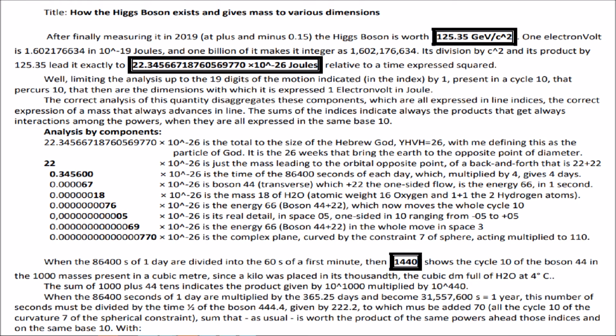22.3456718760569770 times 10⁻²⁶ joules relative to A. Time expressed squared. This number expresses until the 19 digits of the motion indicated in the index by 1 present in a cycle 10 that is advancing with 10, that 19 that are the dimensions with which it is expressed 1 electron volt in joule.